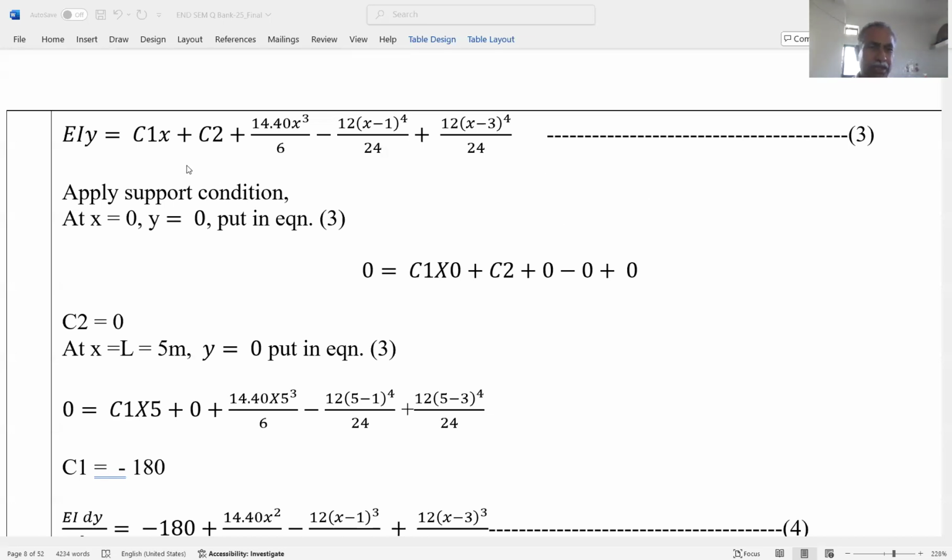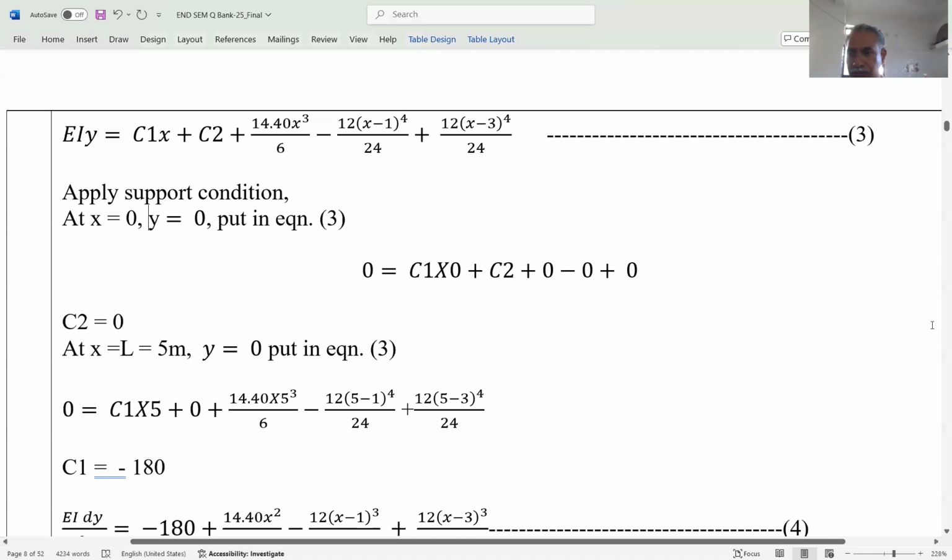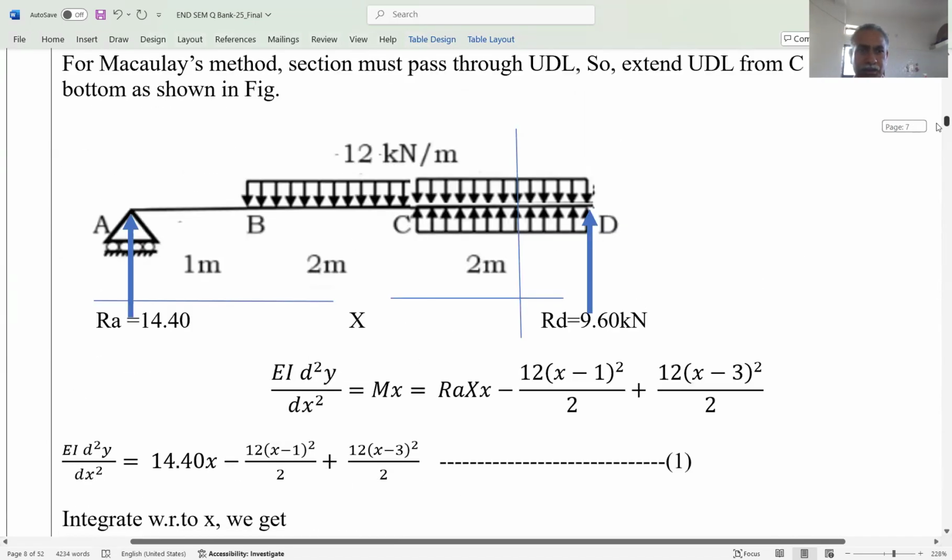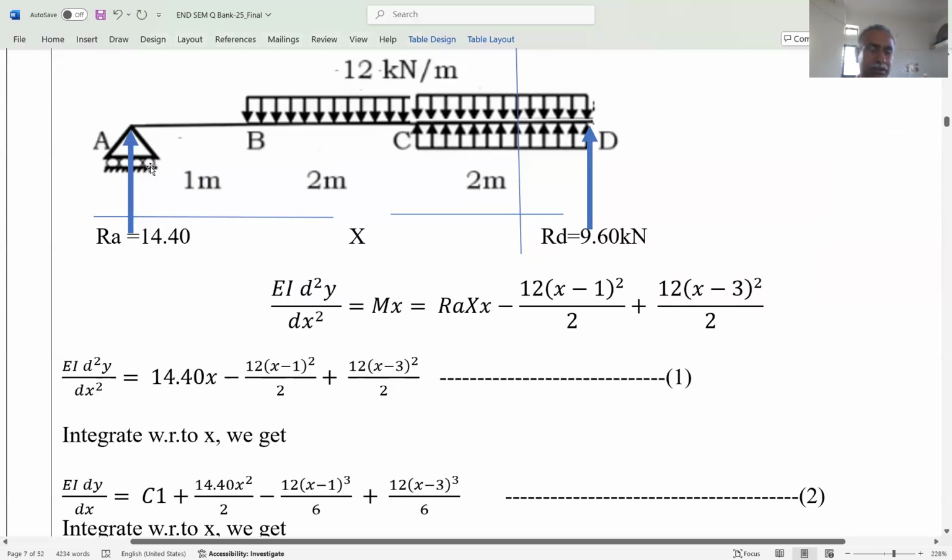So EI into y is equal to C1 x plus C2 plus 14.40 x cube by 6, minus 12 (x minus 1) to the power 4 divided by 24, plus 12 into (x minus 3) to the power 4 divided by 24. This is equation number 3. Then apply the support conditions. As we know, at support A the slope is there, but the deflection is 0. Similarly, at support D, slope is there, but deflection is 0.